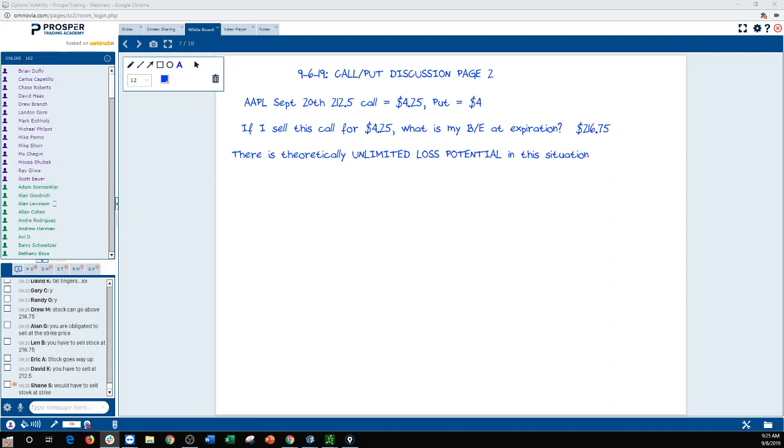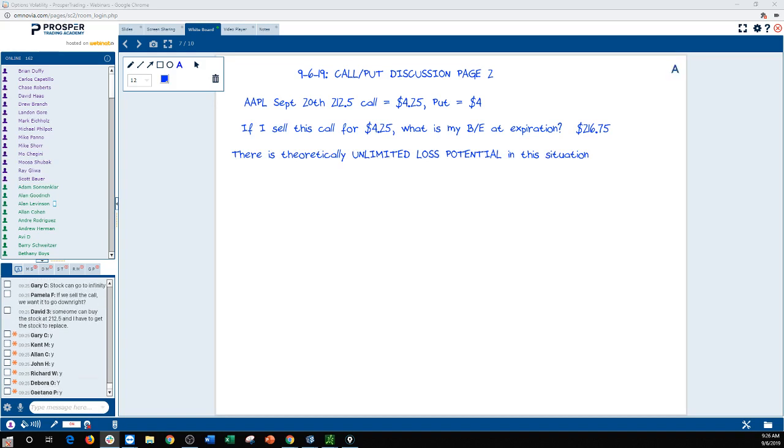So you would have to sell stock to someone at 212.5, but you collected 4.25 for the right to do that. So theoretically, essentially, you're selling stock at 216.75, and the stock can go to infinity again, right? So you basically have a short stock position at 216.75. Okay, does everybody get that?